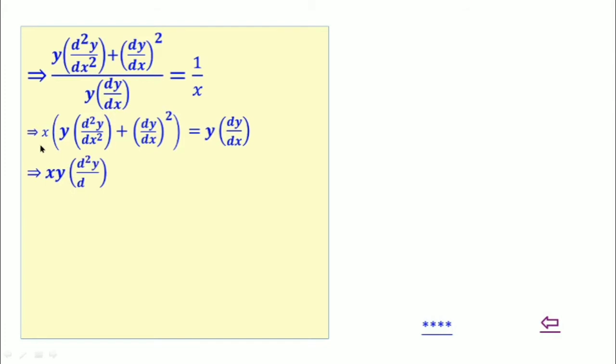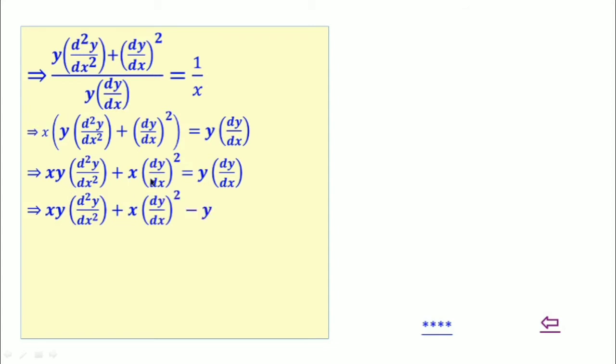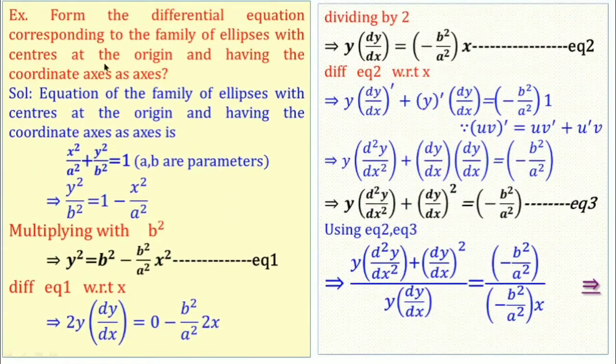Now when we multiply this x inside, x into y d square by dx square, x into dy by dx whole square is equal to y. Now we get d square by dx square as it is, this one also as it is. We bring this term this side, so here it is a positive symbol, so this side we get with a negative symbol. So that is the differential equation of the family of the curves whose center is at origin and coordinate axes are the axes.